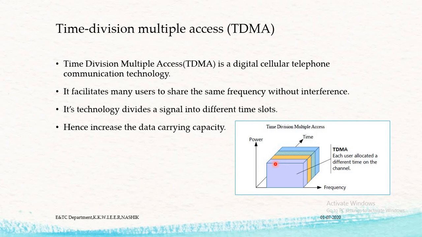The next user has a time slot from 20 to 40, 40 to 60, and then after 60 it will come back to the first user. So in this way the TDMA technology takes place. So here each user is allotted a different time on the channel. This is your time division multiple access technique.